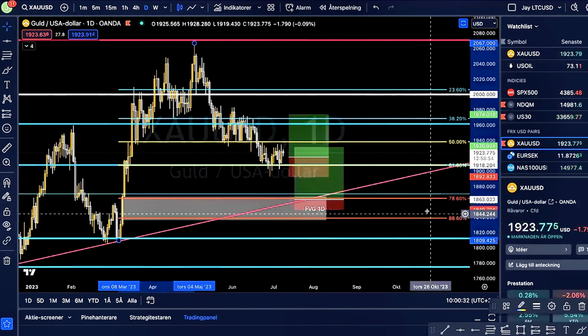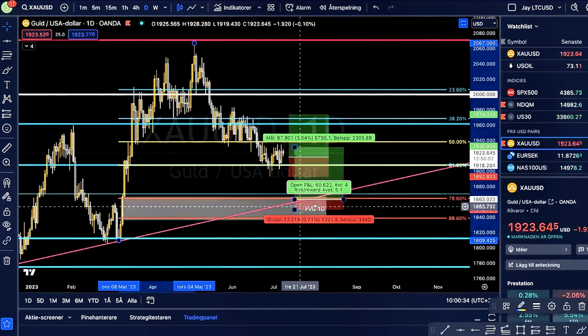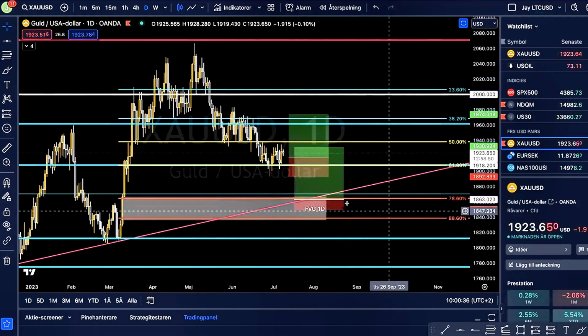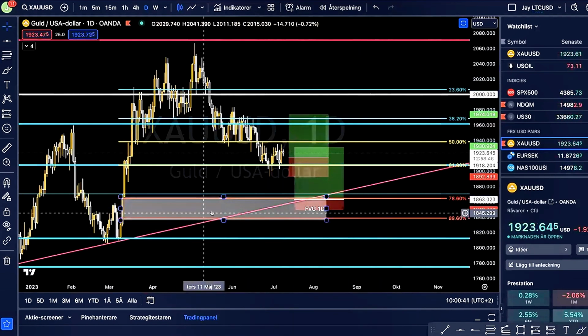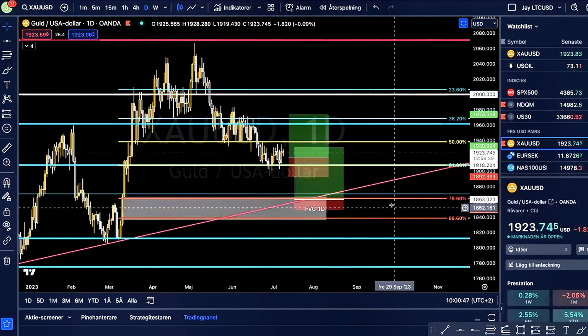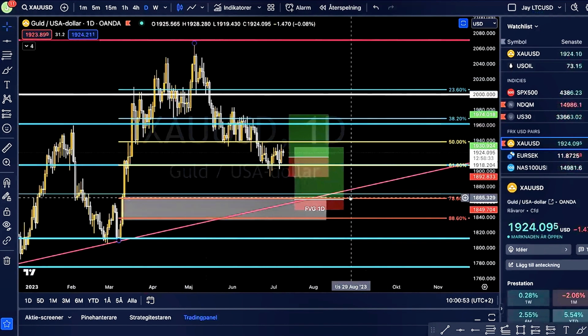And you see the imbalance is perfectly confluent with the 78.6 to the 88.6 Fibonacci retracement levels, which you guys know by now is the demand zone. We use it as the demand zone. And perfectly enough, the fair value gap is exactly inside that. So we got some really seriously nice confluence here. We got a really nice setup here for a pump in the market.